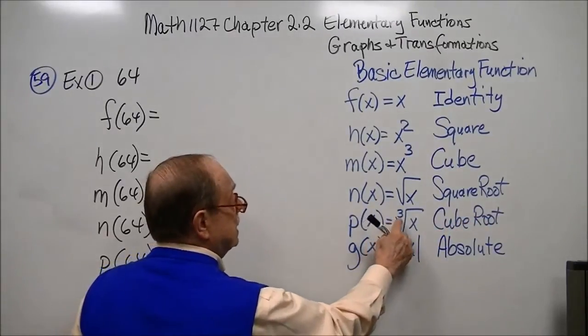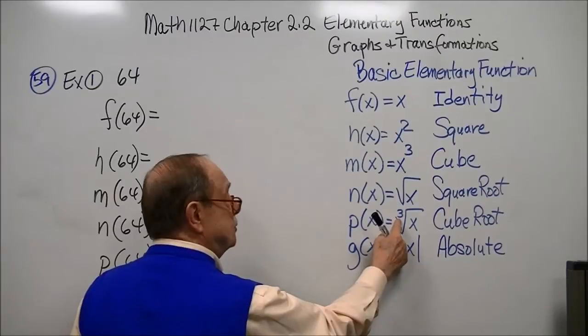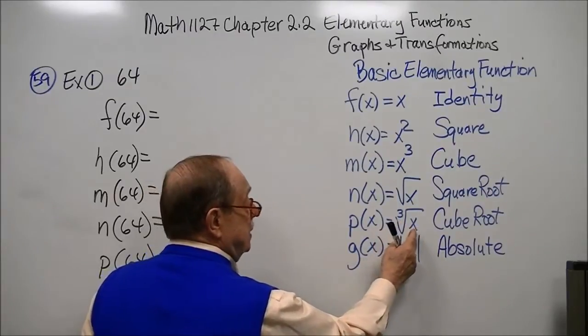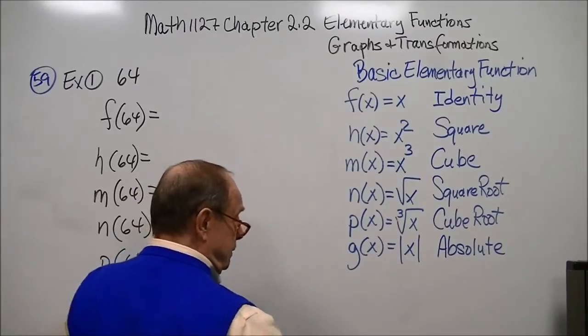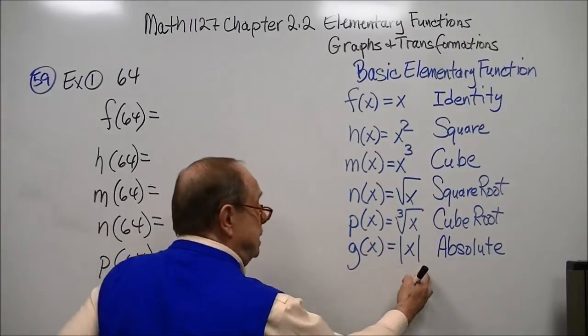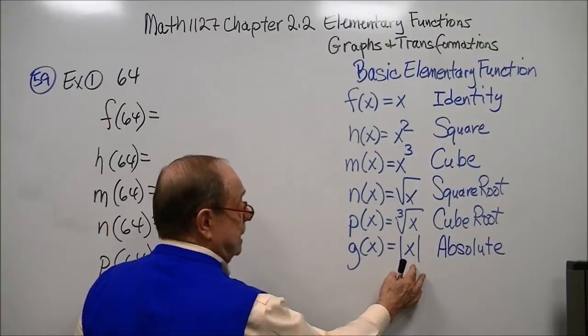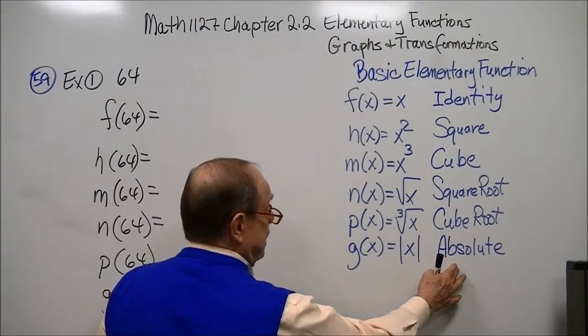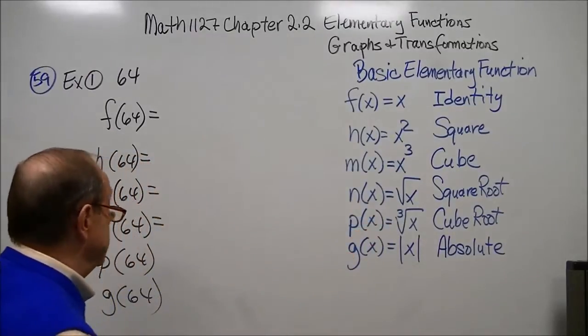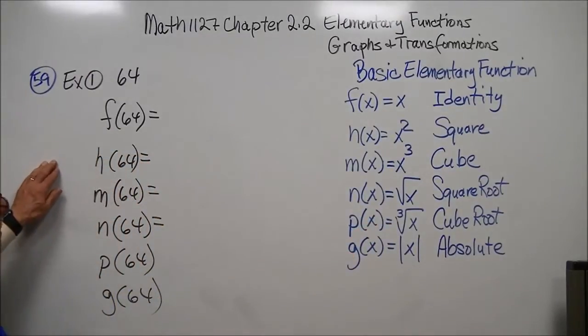And then if our index number on the radical sign is a 3, then this is a cube root function. And then if you have vertical bars to either side of your x, this is the absolute value function. So let's see this in action now with our example.